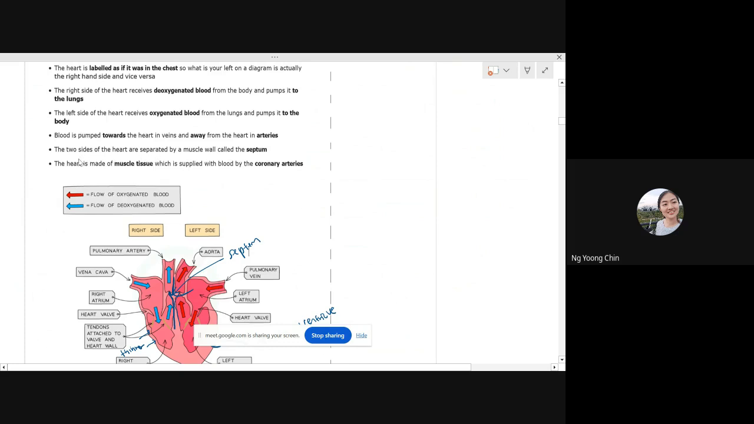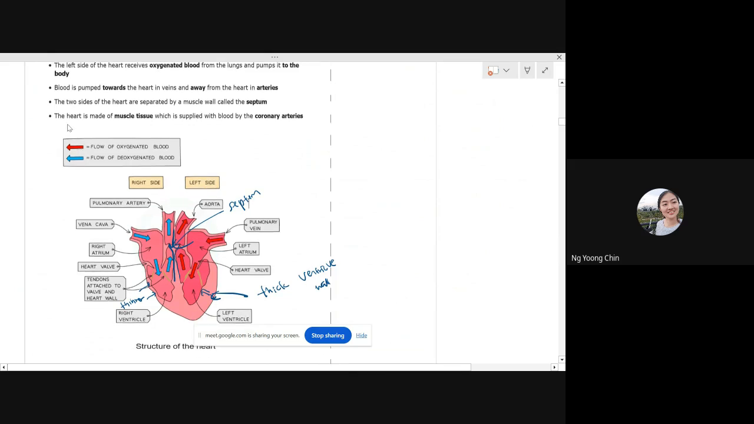And then actually your heart is made of muscle tissue, so it is supplied with blood by the coronary arteries. The coronary arteries supply oxygen and nutrients to the cardiac muscle, to the heart muscle. Okay, because the heart muscle is always pumping blood every second of your life, right? So actually the heart is just like a muscular organ, because the heart is made of muscle. The muscle is called cardiac muscle.